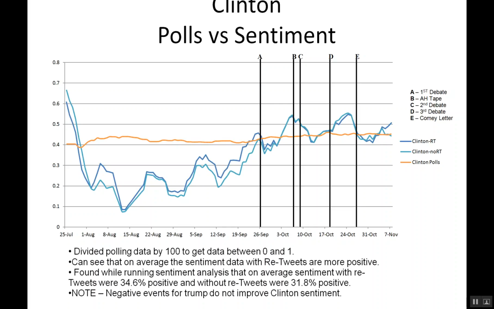Also important to note is that after the Access Hollywood tape, Clinton's sentiment actually goes down. We can kind of see that because Trump's sentiment is going down as well, that doesn't necessarily mean Clinton's sentiment is going up. It's just a little interesting.